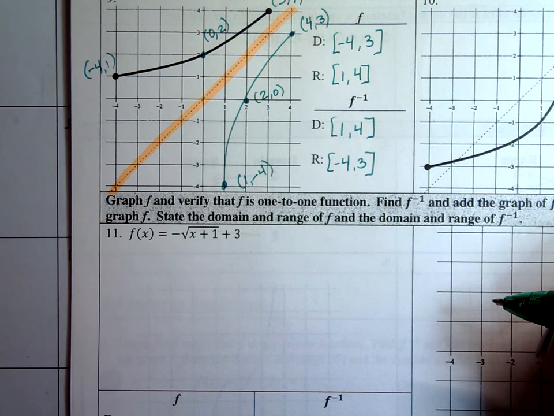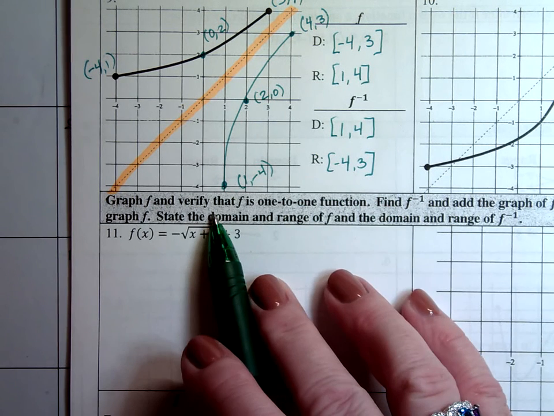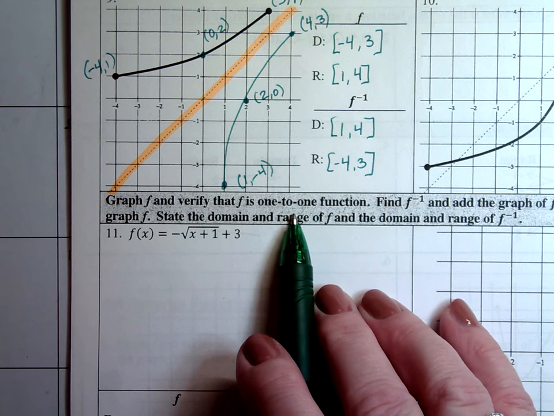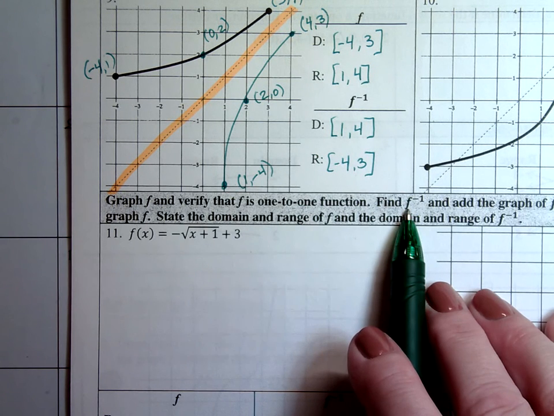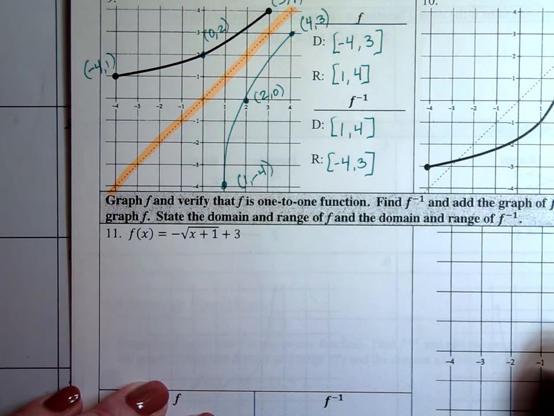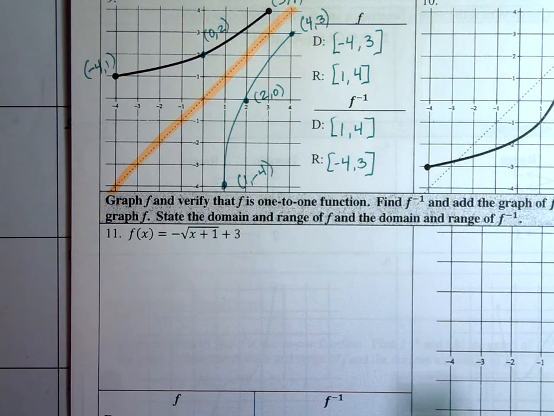All right, graph the function, verify it's one-to-one, make sure it passes the horizontal and vertical line test, find the inverse, do your 4 steps, and then show that it's symmetric with the line y equals x, and state the domains and range. So this is like the queen problem of them all right here. If you do this one, you've got the whole idea of inverses down.